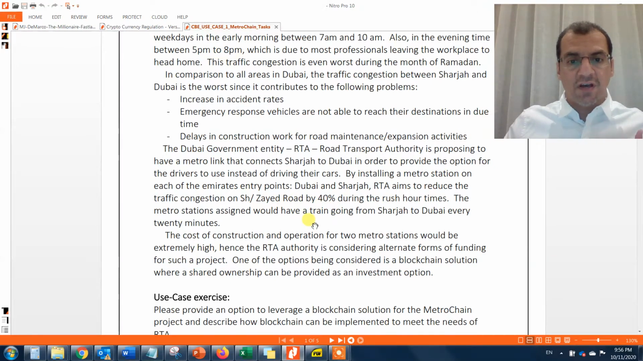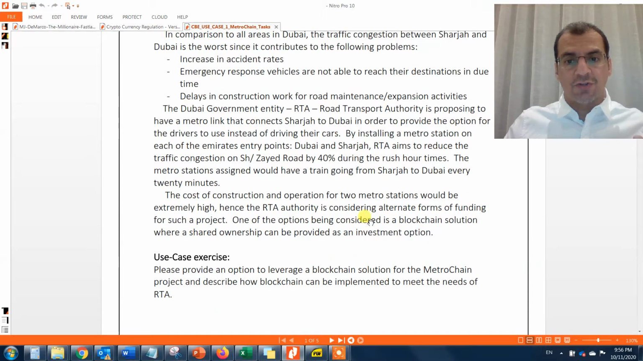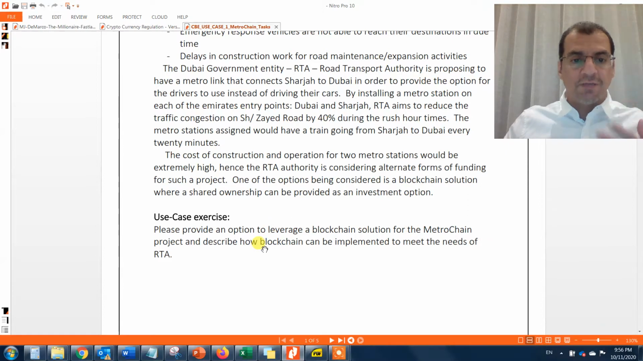The metro stations assigned would have a train going from Sharjah to Dubai every 20 minutes. The cost of construction and operation for 2 metro stations would be extremely high. Hence, the RTA is considering alternative forms of funding for such a project. One of the options being considered is a blockchain solution where shared ownership can be provided as an investment option. So the exercise here is, please provide an option to leverage a blockchain solution for the MetroChain project and describe how blockchain can be implemented to meet the needs of RTA, right?